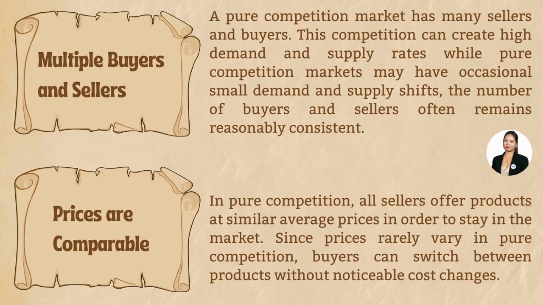So for multiple buyers and sellers, a pure competition market has many sellers and buyers. This competition can create high demand and supply rates, while pure competition markets may have occasional small demand and supply shifts. The number of buyers and sellers often remains reasonably consistent, where prices are comparable. Since sellers have many competitors, a single firm may not change a product's average price.